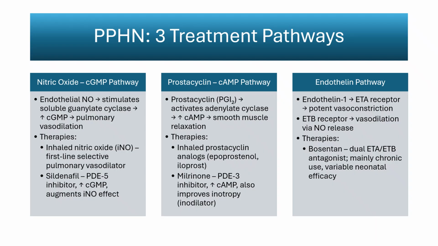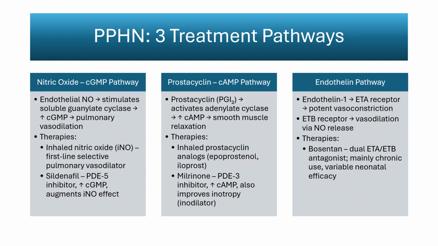The second pathway is the prostacyclin cAMP pathway. Prostacyclin activates adenylate cyclase, raising intracellular cAMP and promoting smooth muscle relaxation. Therapies include inhaled prostacyclin analogs, such as epoprostenol or iloprost. Milrinone, a PDE3 inhibitor, also increases cAMP and provides inotropic support, improving both pulmonary vasodilation and cardiac output.